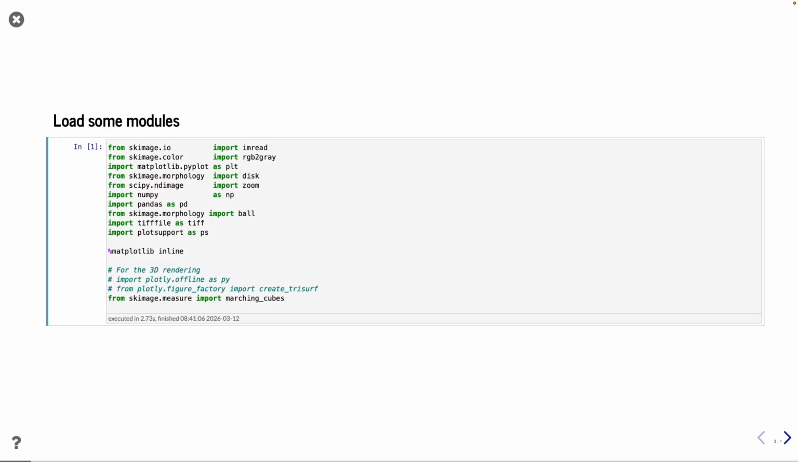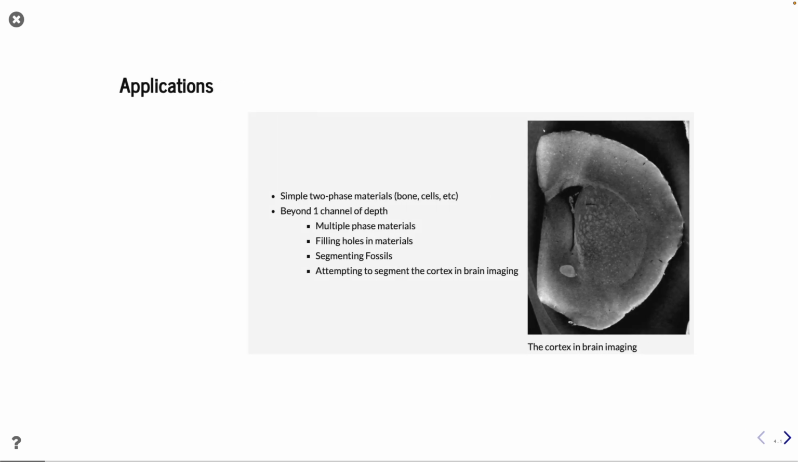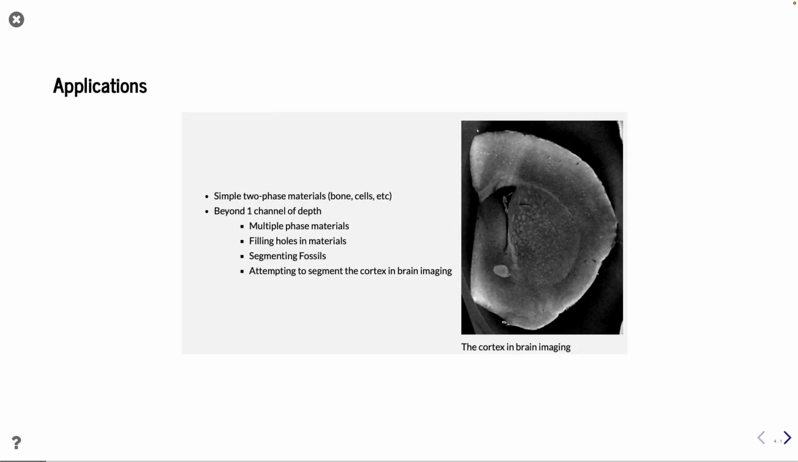So the usual one, we have our modules. If you want to run the notebook, run this one first, otherwise it will not work. So we have different applications. This is actually a pretty nasty one. We have an image here of the cortex, and the question is how to find it, but it can be very tricky actually.